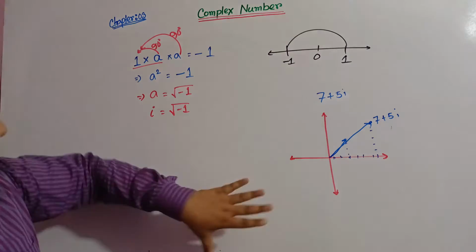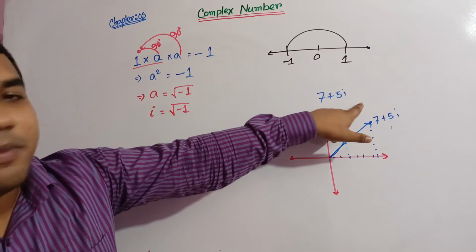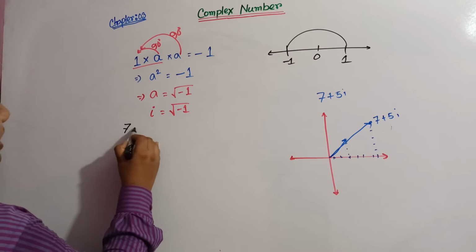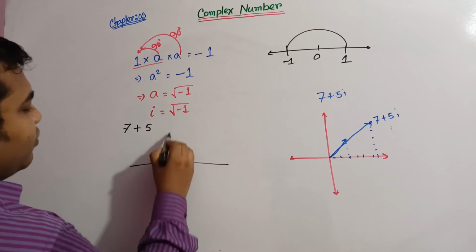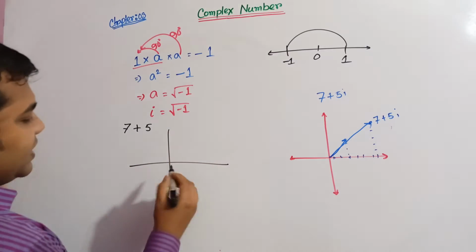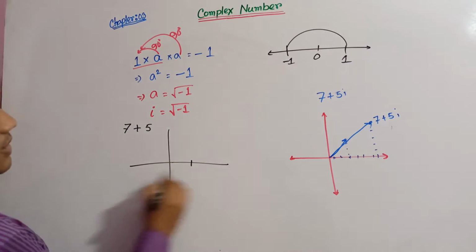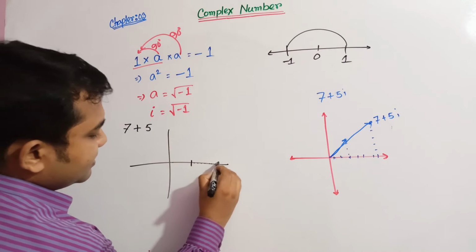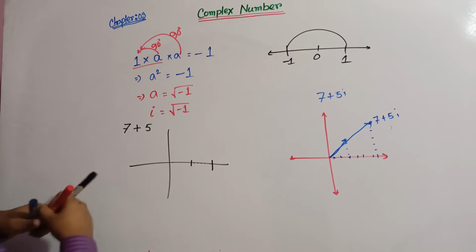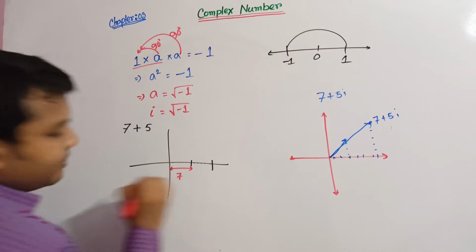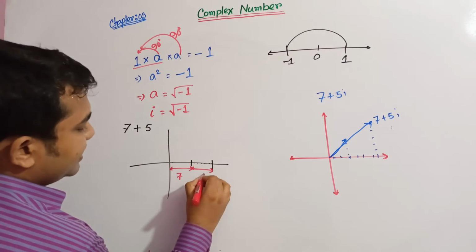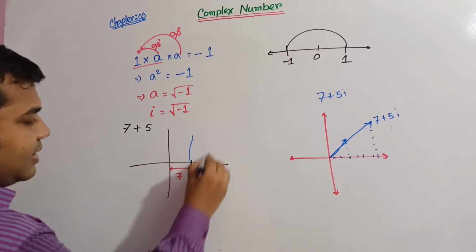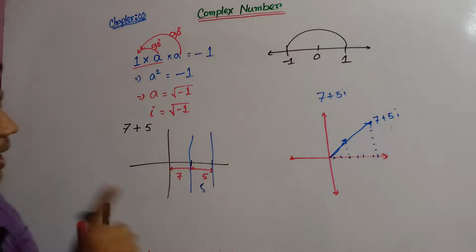Okay, so now we're talking about 7 plus 5i, why this point is there. So now we are thinking like 7 plus 5, the two numbers we are trying to put here. So 7, say for example 1 2 3 4 5 6 7, say for example this part is 7, and 5, 1 2 3 4 5. So up to this part this is 7 and up to that part it is 5.